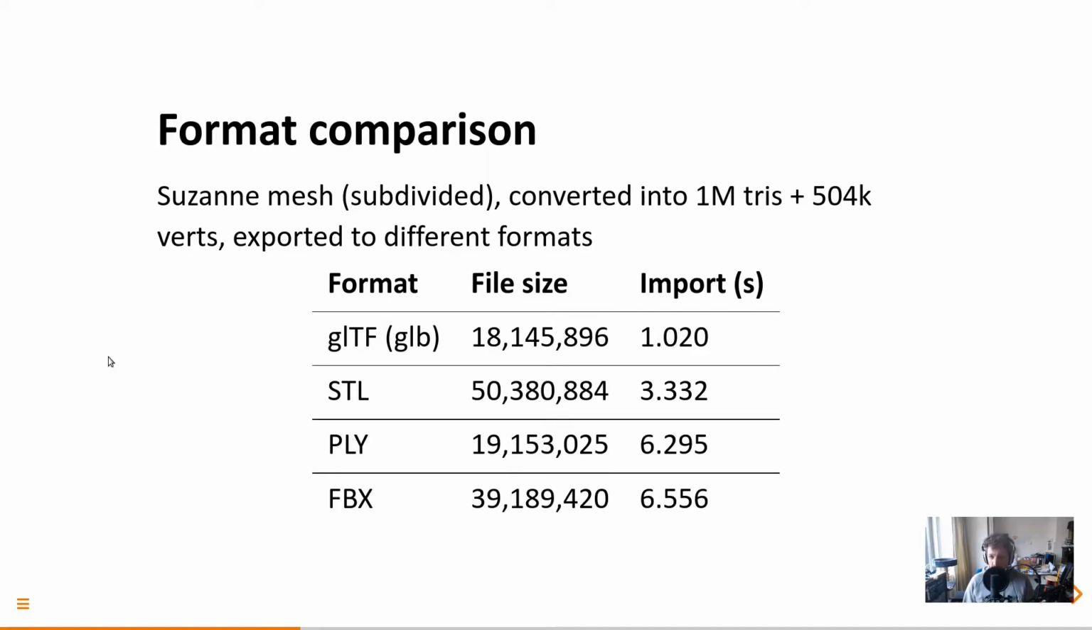And then depending on the file format, the size on the disk and the time it takes to import a model can vary quite a bit. So here's an example. It's a little test with the Suzanne model, the monkey head, converted into 1 million triangles, and then exported to the different file formats, and then re-importing them back into Blender. As you can see, the file size already differs quite a bit. So the smallest one is GLTF in the binary form. It takes around a second to import, while the slowest one is FBX, which is twice as large on disk, and it takes more than 6 times as much time to import.